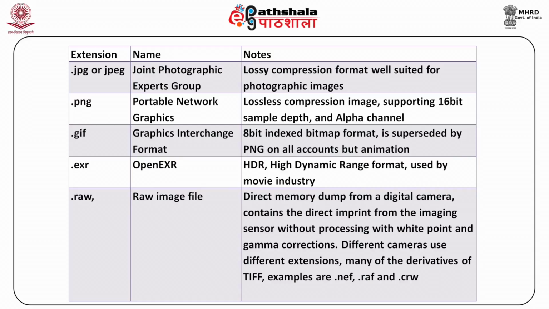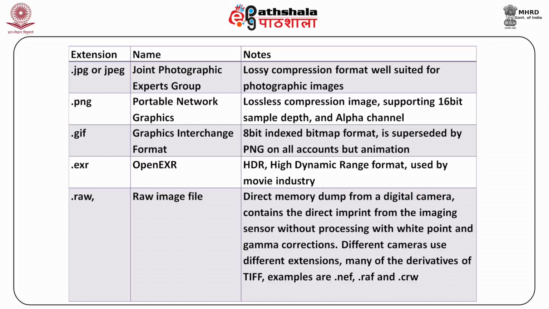First is JPG, also known as JPEG, which is Joint Photographic Experts Group. It is a lossy compression format well suited for photographic images. Next extension is PNG, which is Portable Network Graphics. It is a lossless compression image format supporting 16-bit sample depth and alpha channel. Next is GIF extension, graphics interchange format. It is an 8-bit indexed bitmap format, superseded by PNG on all accounts but not animation.